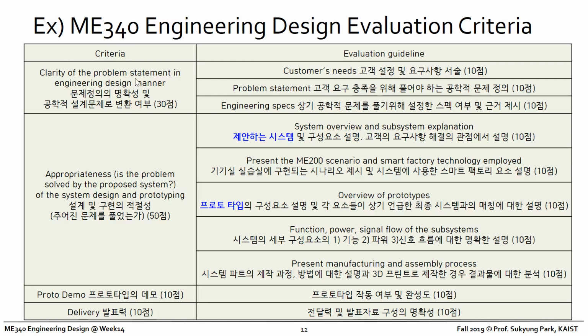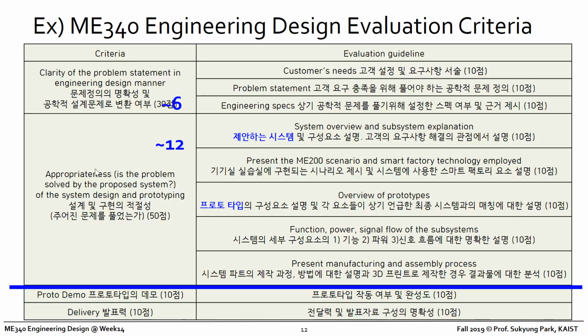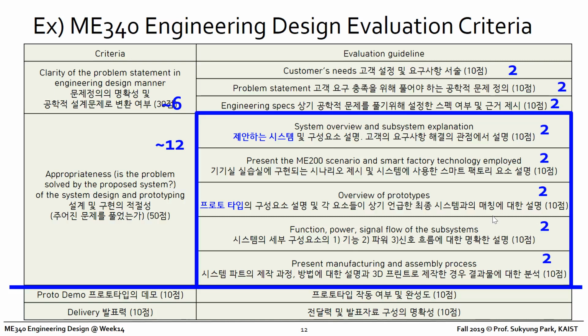So here it says the clarity of the problem statement is 30 points, and design appropriateness is 50 points, so you should allocate more slides for the design explanation, of course. And then there are detailed evaluation criteria here, and they all have the same 10 points, so I would just distribute the same number of slides. And then once you go one by one, you will feel like, okay, 2 slides is a little bit too small, so I might use one more slide here.